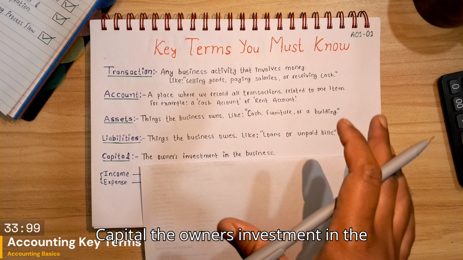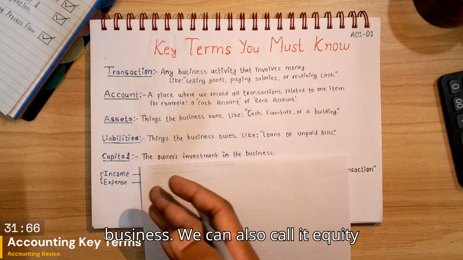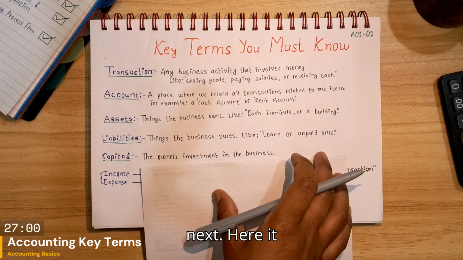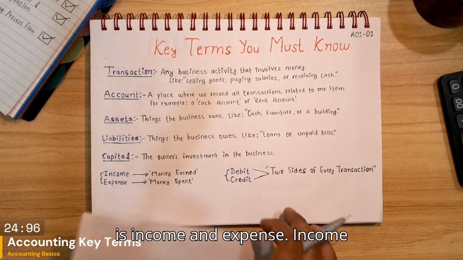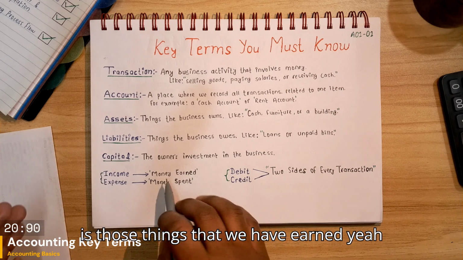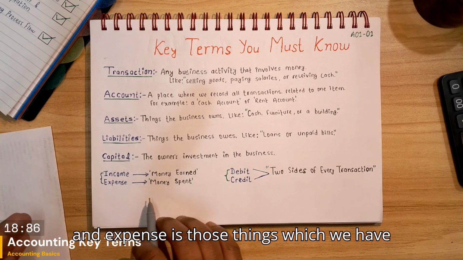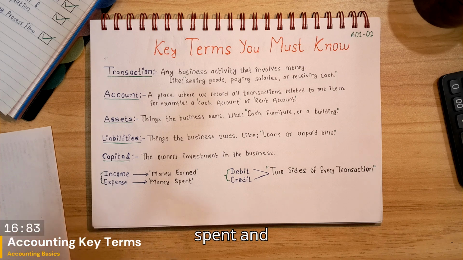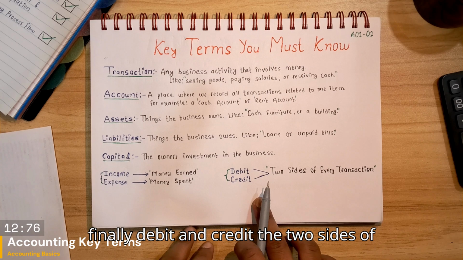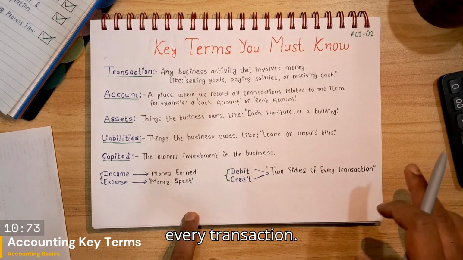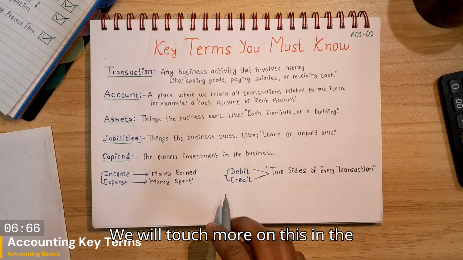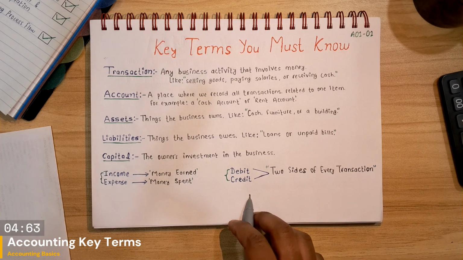Capital: the owner's investment in the business. We can also call it equity. Next, income and expense. Income is what we earned, and expense is what we spent. And finally, debit and credit, the two sides of every transaction. We'll touch more on this in the next part.